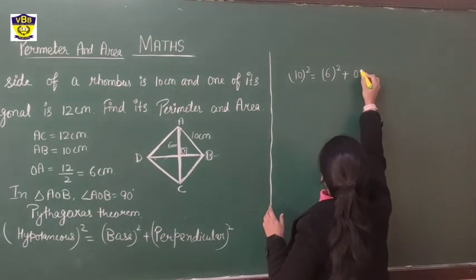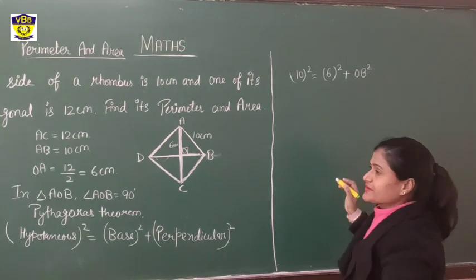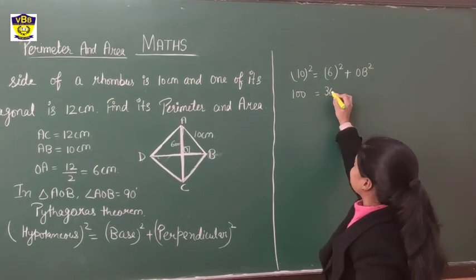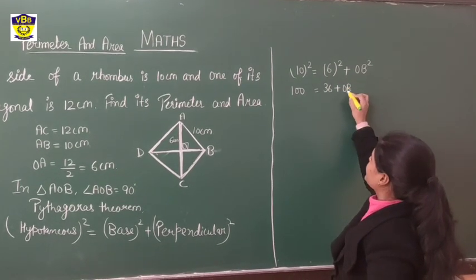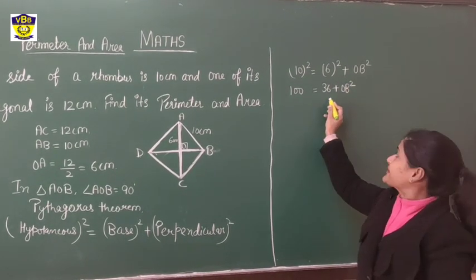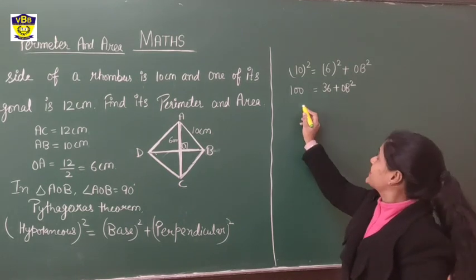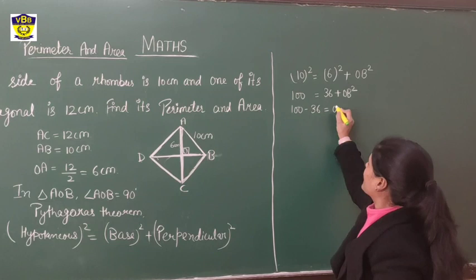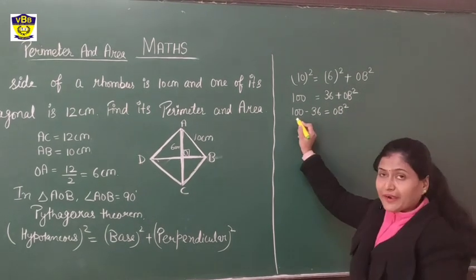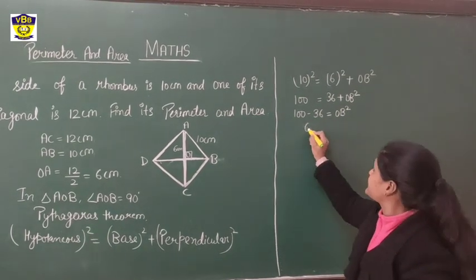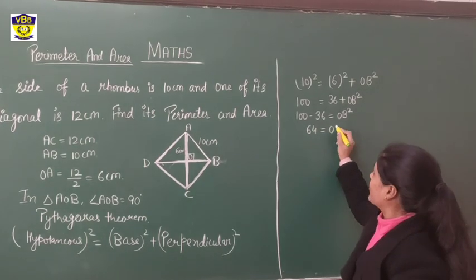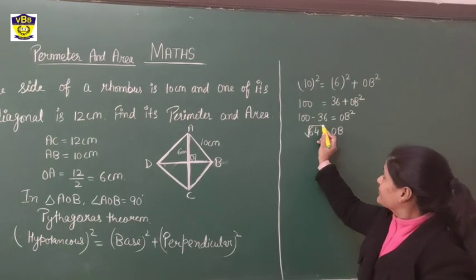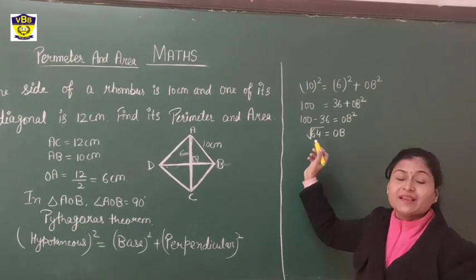I am taking it as OB. So 100 is equal to 36 plus OB square. When it is transposed, the plus sign changes into a minus sign. 100 minus 36, it is 64, is equal to OB square, and when we transpose the square, it will make a square root.